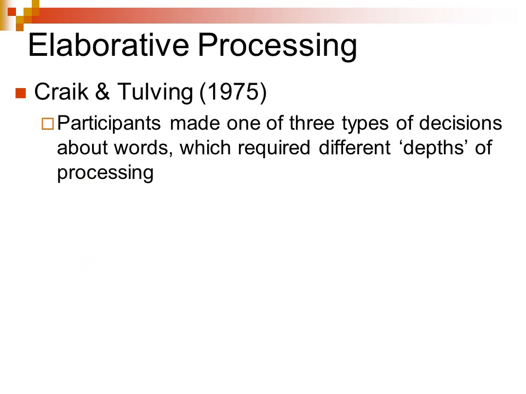To demonstrate the effect of elaborative processing, we're going to discuss one of the most famous studies in cognitive psychology, one by Craik and Tulving. In this study, participants made one of 3 types of decisions about words which require different depths of processing. That is, participants encoded the information by paying attention to different features of the word.